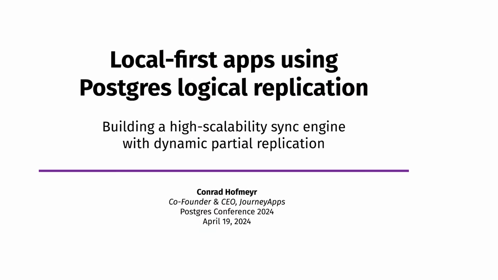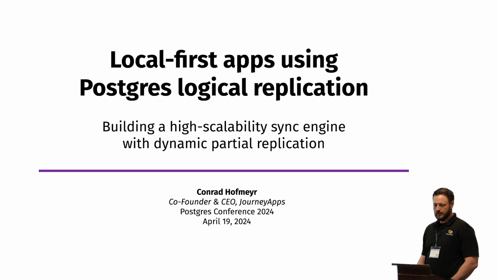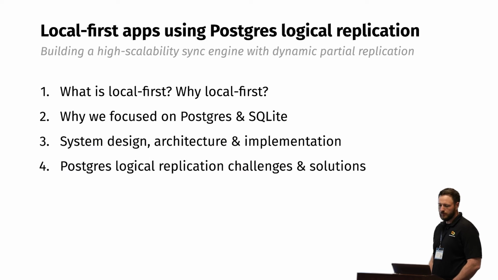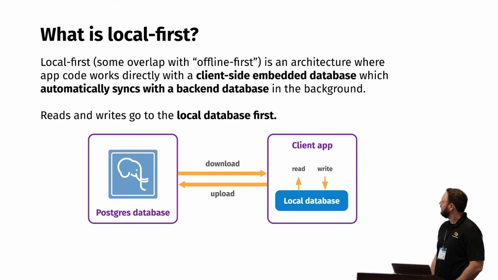Today I'm going to talk about local first apps using Postgres logical replication, and specifically how we built a high scalability sync engine with dynamic partial replication to facilitate local first app architecture. I'm going to give a bit of background to this project and then walk through some of the system design, architecture, and implementation details, and then also talk about how we worked with Postgres logical replication and what some of the specific challenges are that we had to solve there.